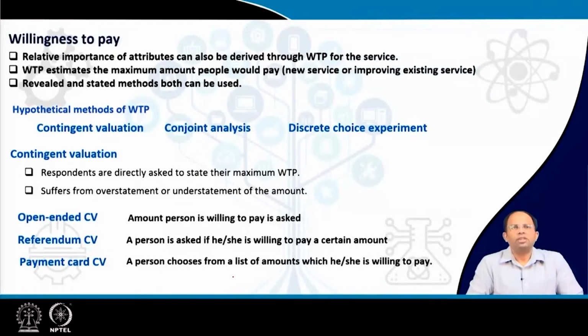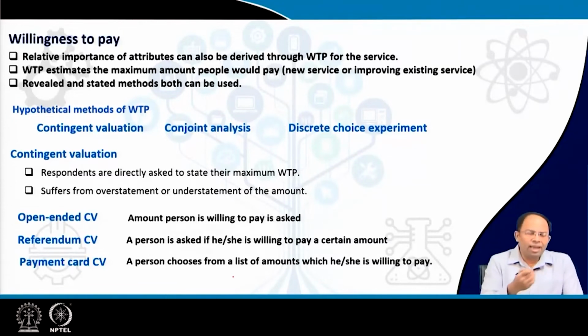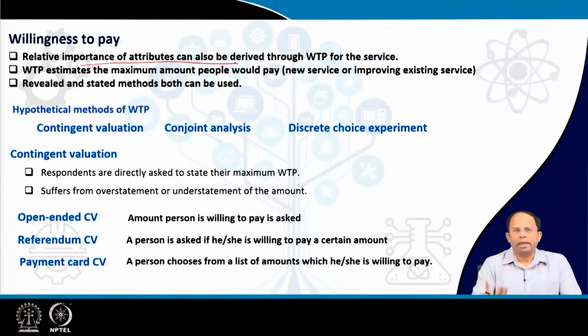Next, coming to willingness to pay. Once we have determined the importance and relative priority of different attributes for a service, we can also look into their willingness to pay. Willingness to pay can also determine the relative importance of attributes. Why? Because if you are willing to pay for a certain thing, that means you are giving more importance to that. For other things, we are not willing to pay, so that is not important.